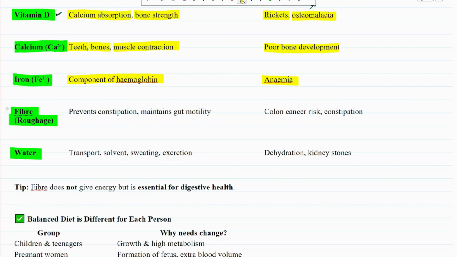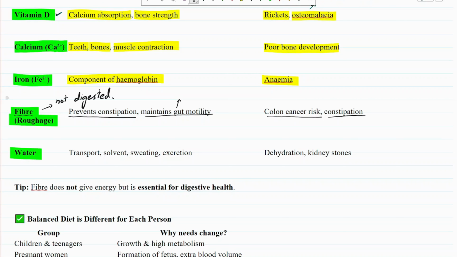Then comes fiber. Fiber is so interesting to study because fiber is a food that is indigestible by the body. It is not digested. Then what could be the benefit of fiber? It simply prevents constipation. It does not give energy to the body. It just maintains your gut health, and your gastrointestinal health is all depending on the fiber. So it maintains gut motility. Gut means the food pipe, in simple words. Colon cancer risk can be reduced, constipation can be minimized.